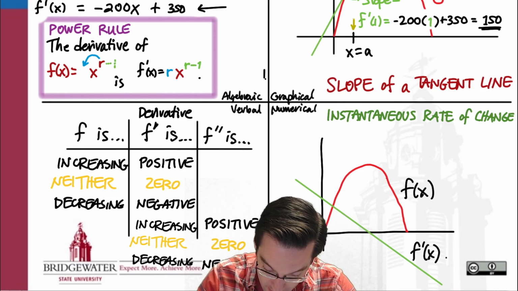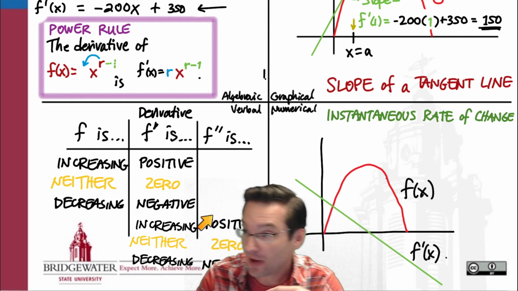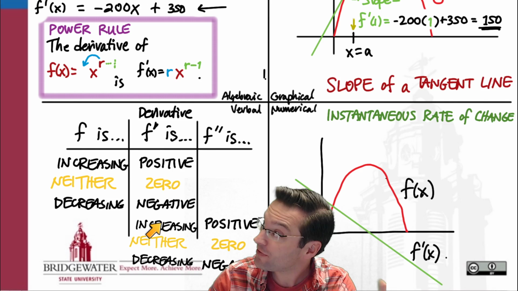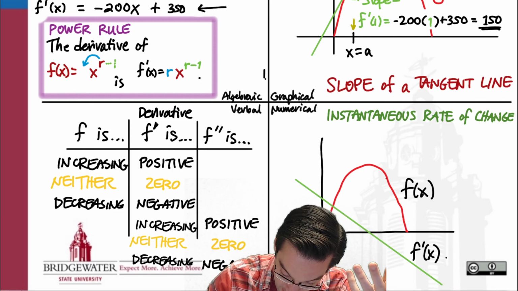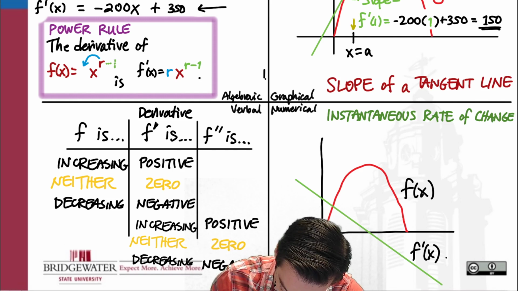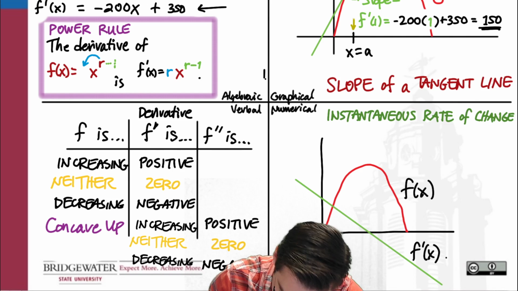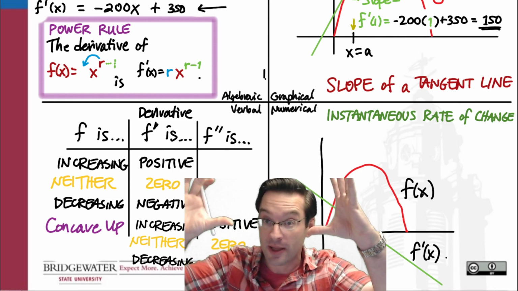So where the second derivative is positive, that's where the first derivative is increasing. And that's where the original function, f, is concave up. So now we can add that to our chart. Concave up. Its tangent parabola is opening upwards.